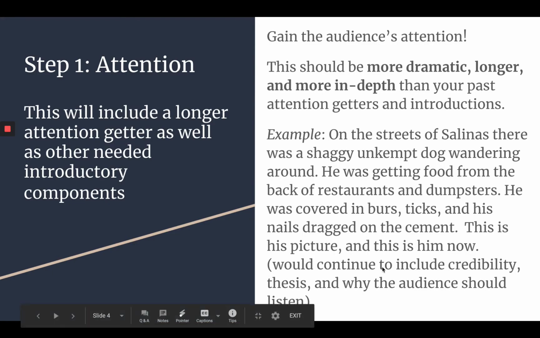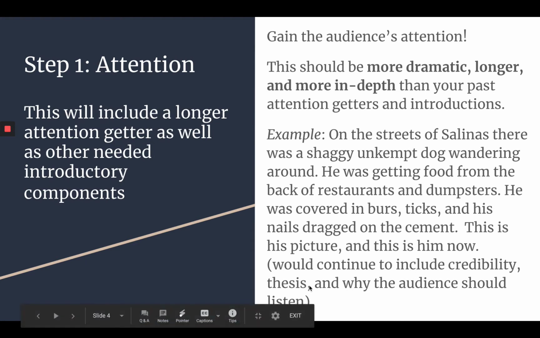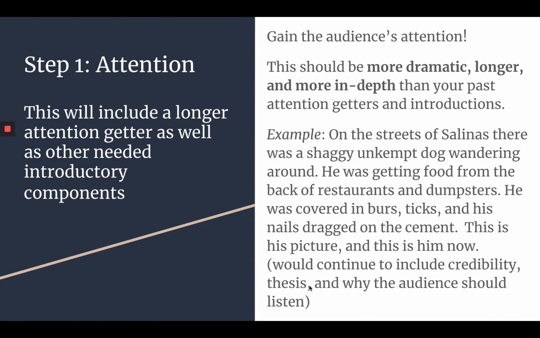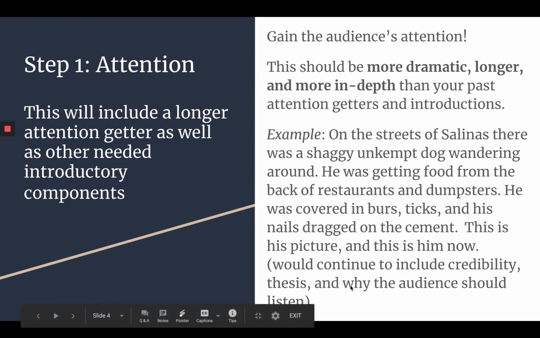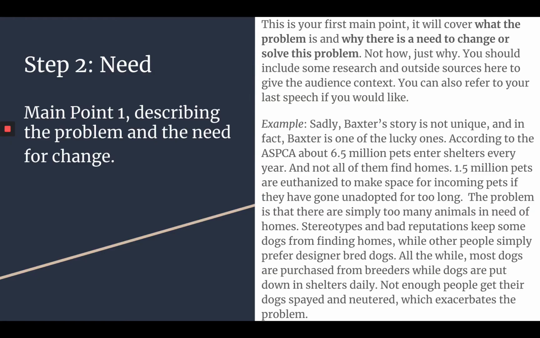And I would continue to talk about my credibility, having gone to the local animal shelter to adopt him. I would create a thesis talking about, today we will cover the problem of why there's so many dogs who don't get adopted, how you can adopt, and what the world would look like if we were all to take action on this. And I would also address why the audience should listen and why it's important to pay attention. So, moving right ahead with Baxter's story as the premise for my speech.